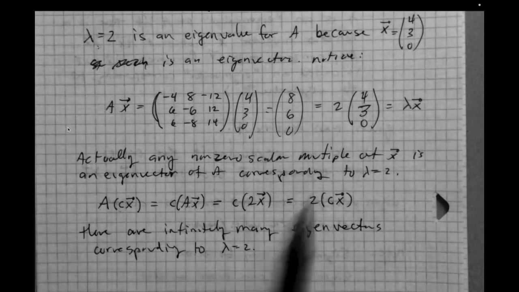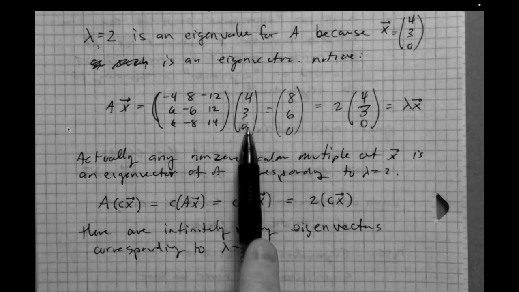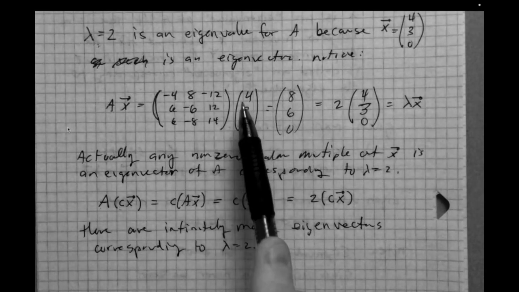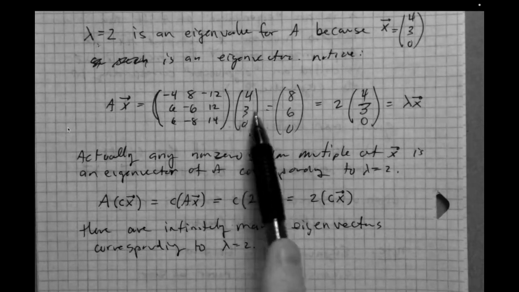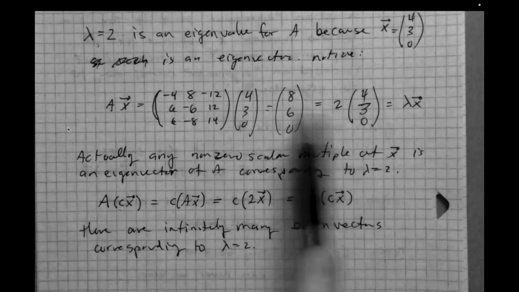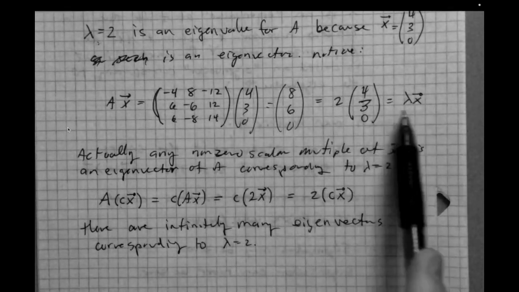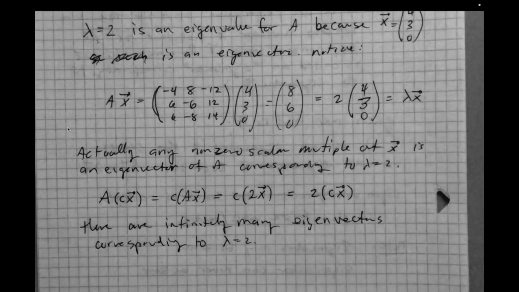Right, so for example, I could replace 4, 3, 0 with 8, 6, 0 as the eigenvector. That's just 2 times it. And if I plug in 8, 6, 0 here and I plug in 8, 6, 0 here, then I'm going to get some new vector when I multiply Ax. I'm going to get some new vector when I multiply lambda x, and they should be the same. Okay. Right, so there's an infinite number of eigenvectors corresponding to lambda. This is true in general.